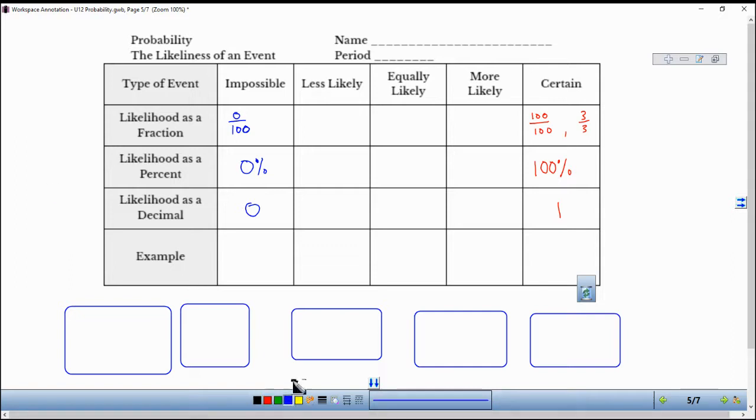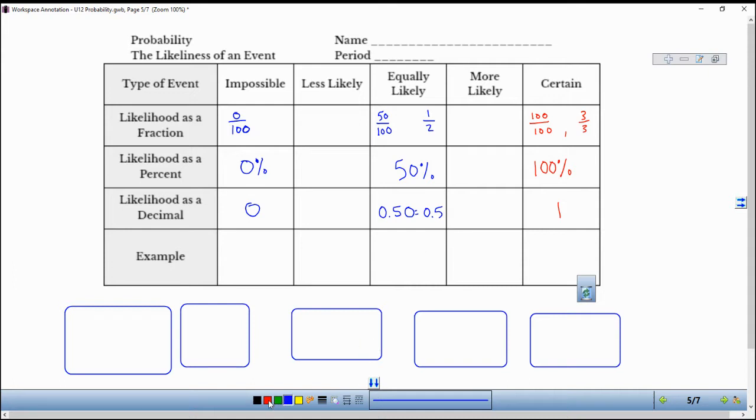Next, we're going to look at equally likely. As a fraction, if we're thinking of out of 100, it would be like 50 out of 100. Or if you simplify that, it would be 1 out of 2, 1/2. As a percent, if something happens half the time, that'd be 50%. And as a decimal, that would be 50 hundredths or 5/10. So you might see it written as 5/10 or 50 hundredths. They're both right, I suppose.